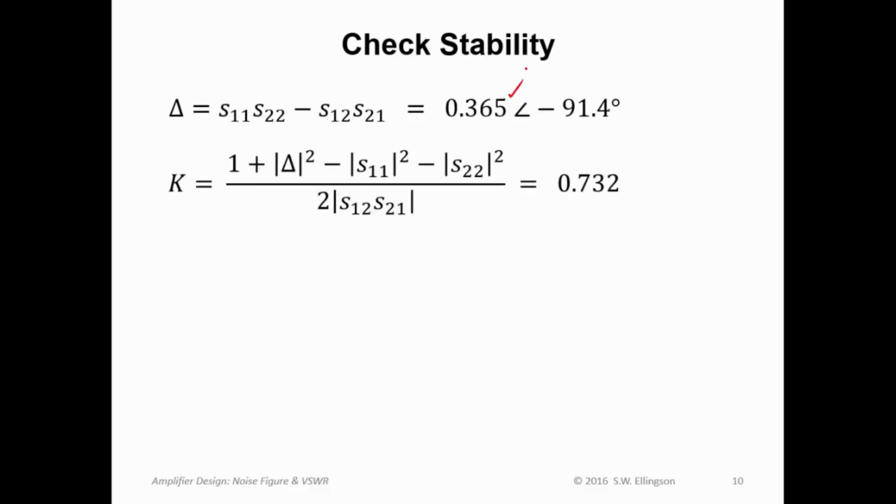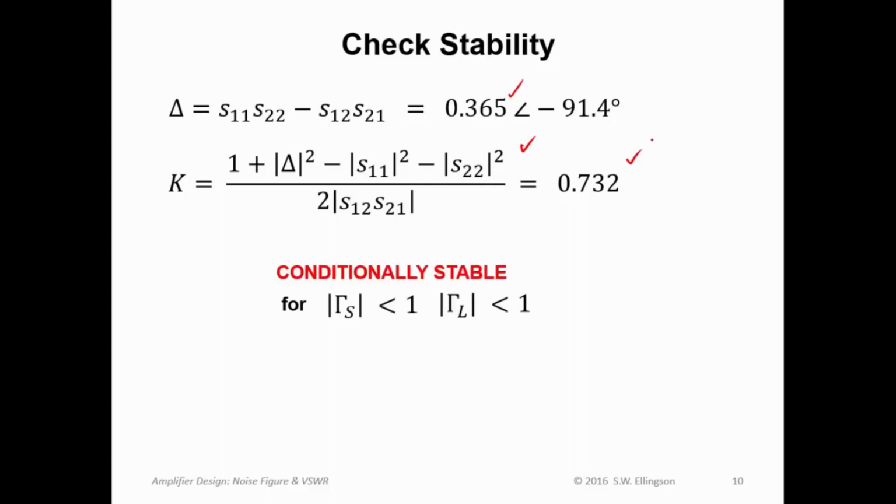First, check stability. Here's the factor delta. I find it's 0.365 at an angle of minus 91.4 degrees. The Rollett stability metric K is given in the usual way by this expression. I get 0.732, and we see that there's trouble, right? It's only conditionally stable because the metric K is less than 1. So I'm going to have to proceed with caution here.